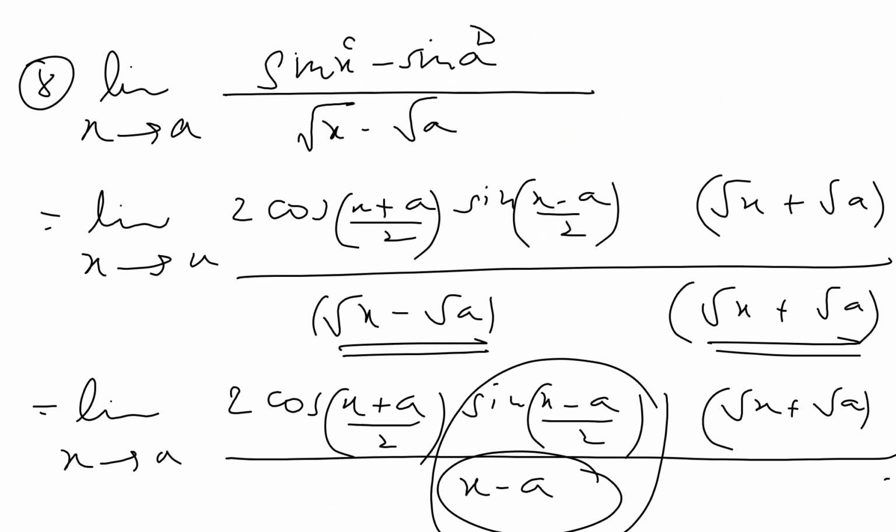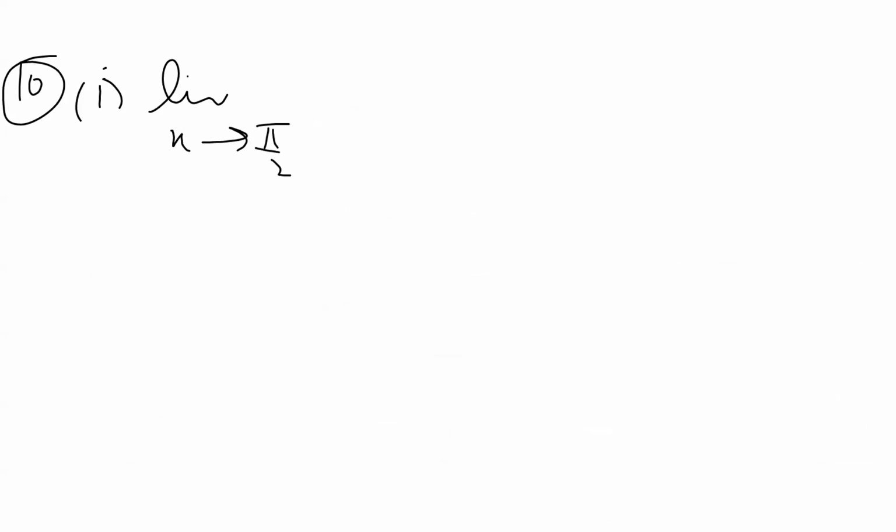Question number 9, we have already done in the previous recording of exercise 7. We have done that over there. Question number 10, sub question 1. Limit x approaches pi by 2, cot x upon (pi by 2 minus x).